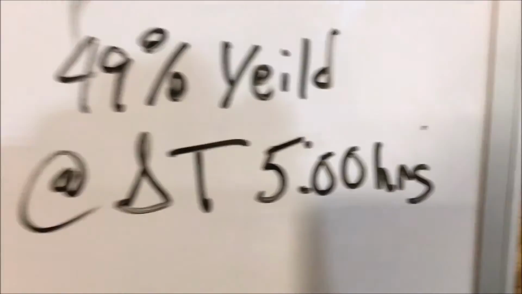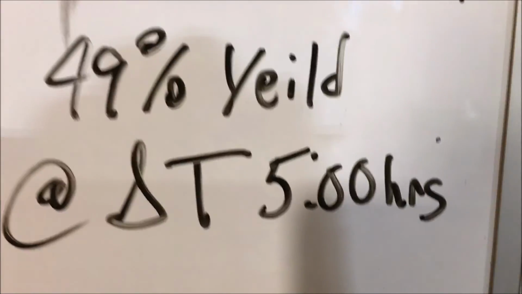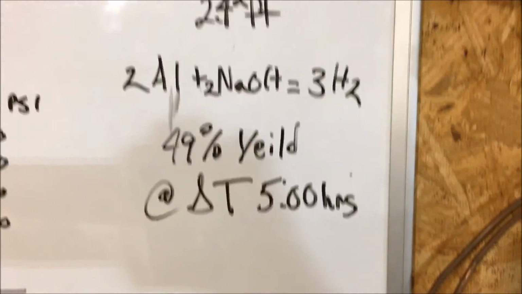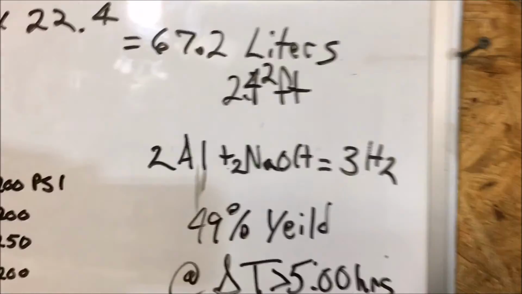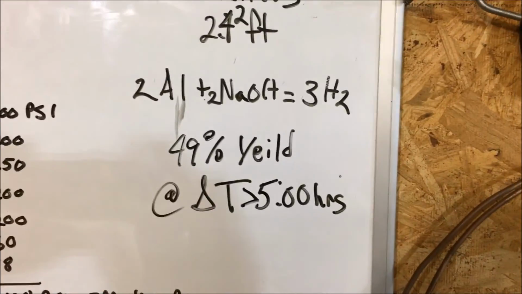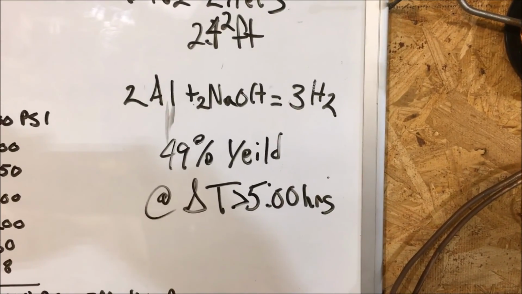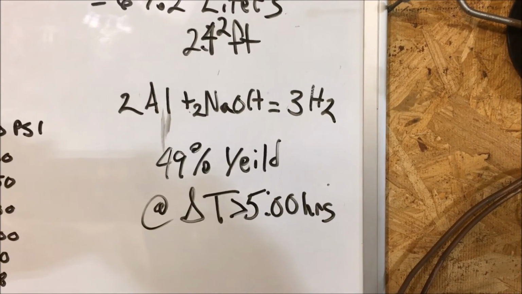And yet the next day it still produced a slight amount of gas, but it was such a slow trickle, I gave up. It was an unusable trickle. So delta T is, here we go, greater than 5 hours. You're going to see this again in the clip. I just want to get this up front so we know what's going on here with the hydrogen synthesizer.